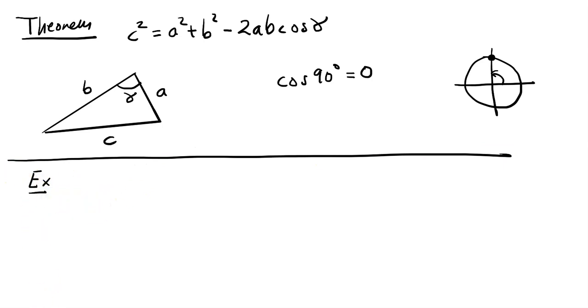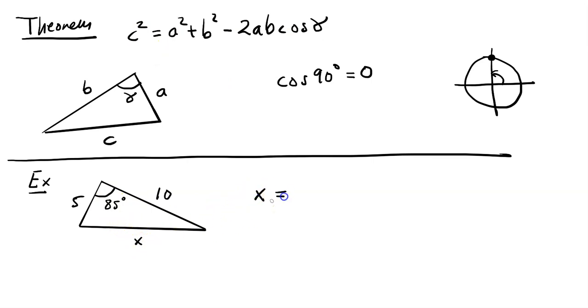So let's take the following figure. We take this triangle here. It's almost right, but not really. So then we can use this theorem. We want to find out x. Then we see that we should take a squared plus b squared, the squares of these two sides. So 5 squared plus 10 squared. And then minus the double product times cosine of 85 degrees.